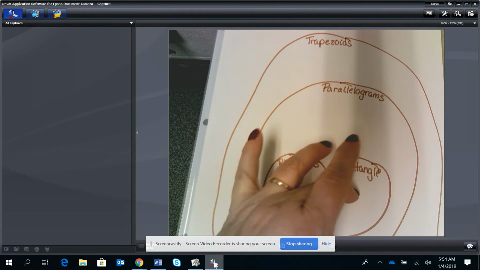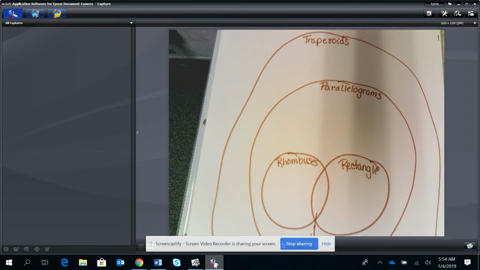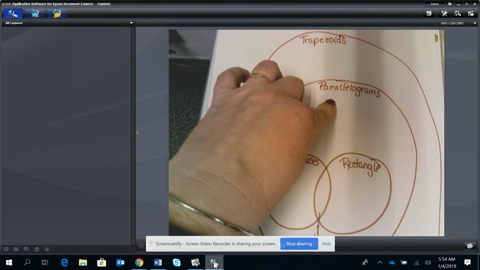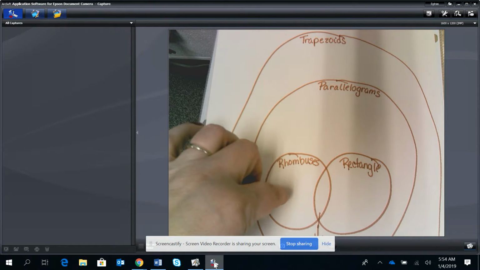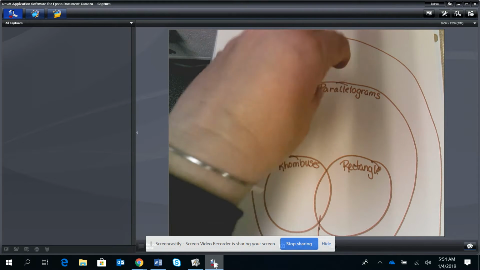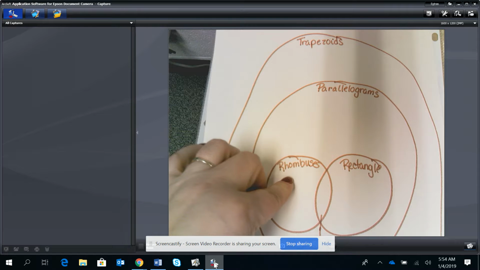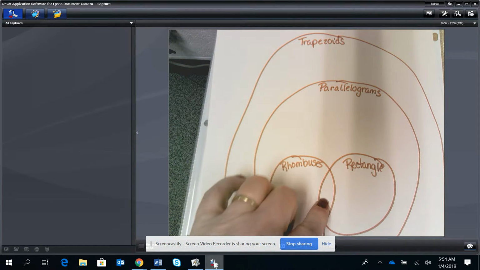Every rhombus can be a square. A square can be a rhombus, depending on if it fits both qualifications. A square can be a rectangle, but can a rectangle be a square? No.